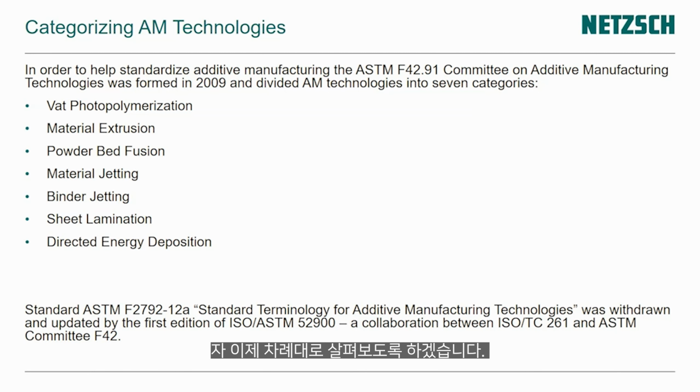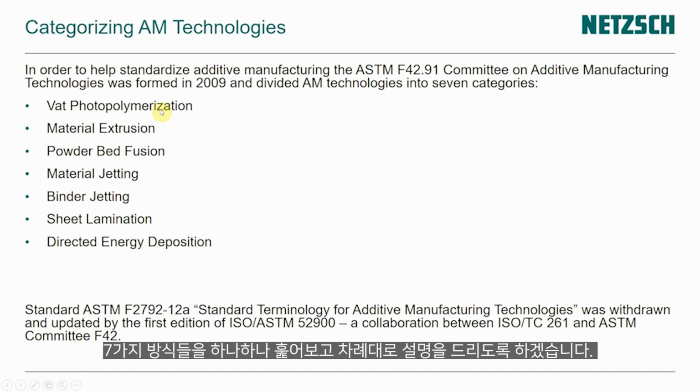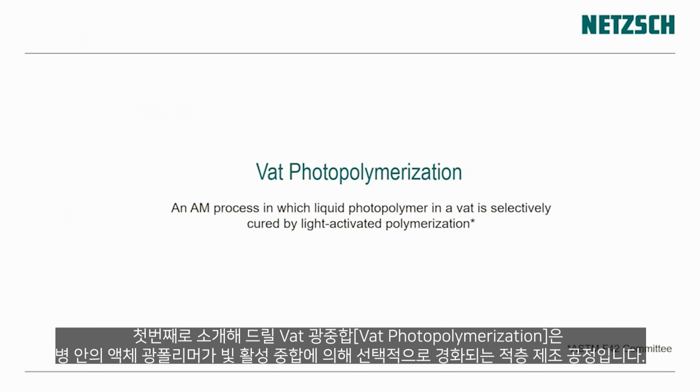These 7 categories were first defined by an ASTM standard committee in 2009, and that standard was withdrawn, and an ISO and ASTM effort actually picked up that work and created the 7 categories that we're using today and that we're also using in this course. So if we look at them, we have these 7 here, and I'm going through them one by one and reading out the explanation of each.